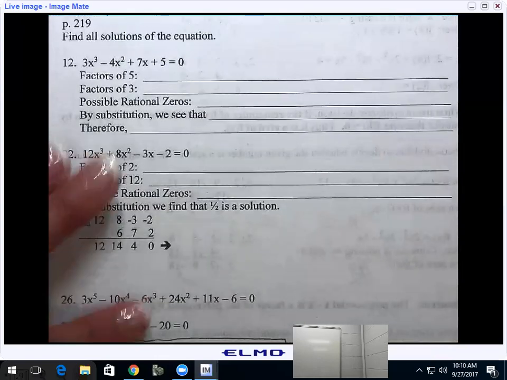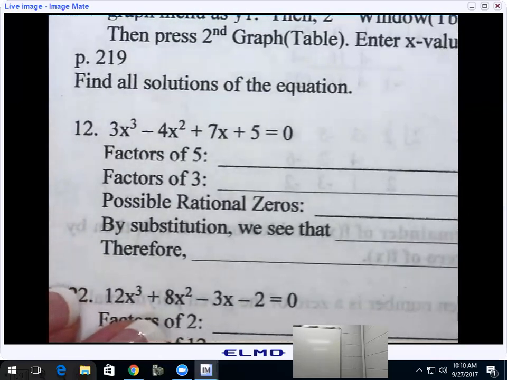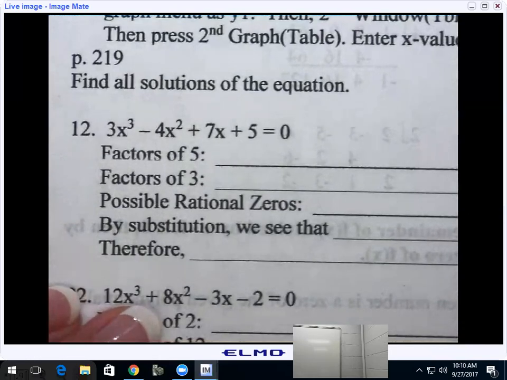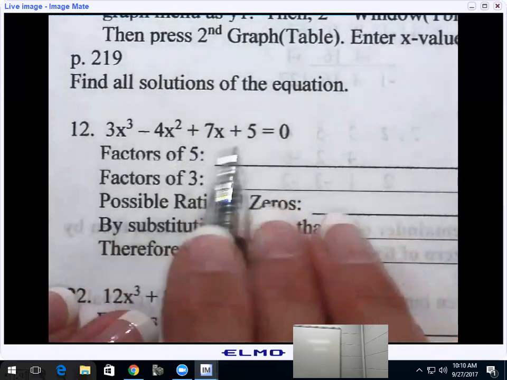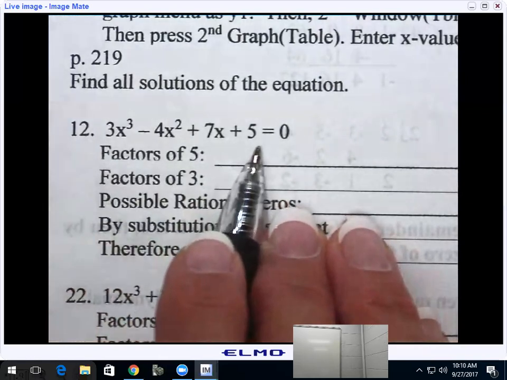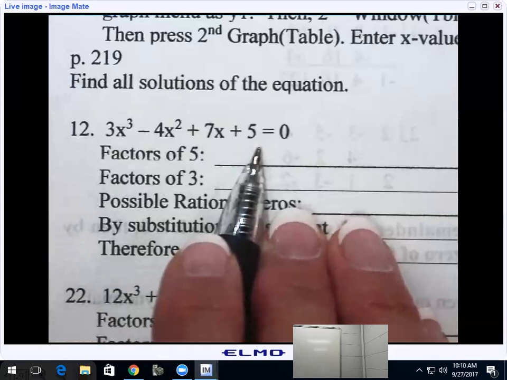Number 12 on page 219 says find all the solutions of the equation, and that means real and imaginary. So if you told me to find a solution to that equation and you didn't give me any hints, and I didn't know anything about the rational zeros theorem, I would go, well, let's try 1, and if that doesn't work, let's try -1, and if that doesn't work, maybe I'll try 2.